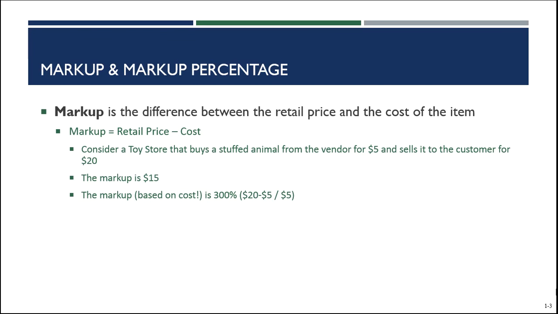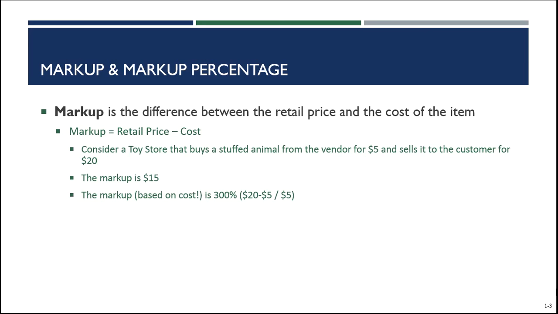So let's use a basic example here. Let's consider a toy store that buys a stuffed animal from their vendor for $5 and then sells it to their customer for $20. The markup here is $15. So the retail price, what the customer pays, is $20. The cost, or what the retailer paid the vendor, was $5. So the markup is the difference between those two, $15.